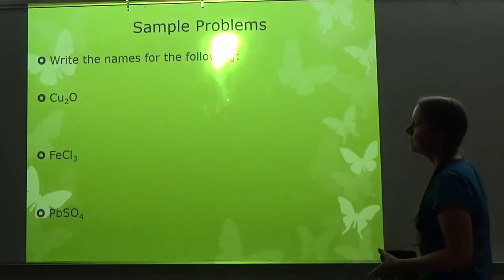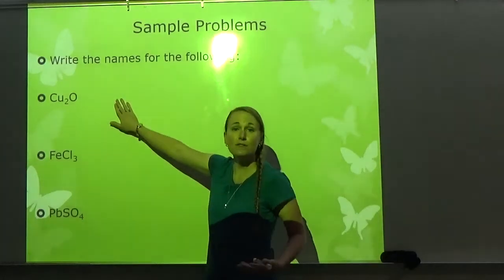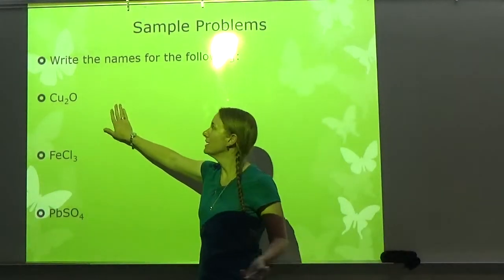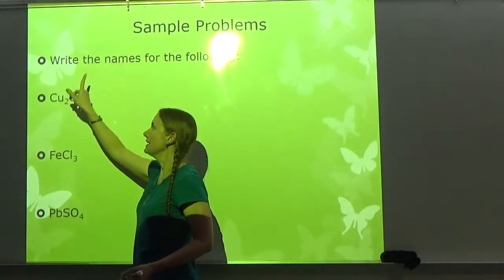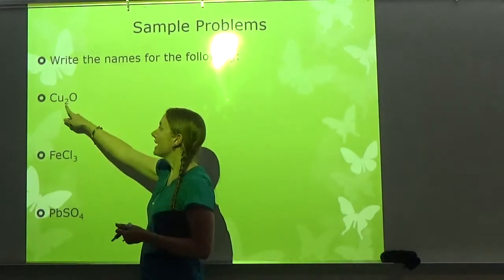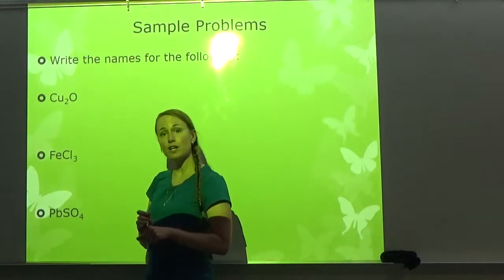So let's look at a couple more. To see like this one, most of you want to call it copper 2 oxide because you see copper, you see a 2, and you see oxygen. But remember, it's not the subscript, it's the charge, so we have to figure out what that is.